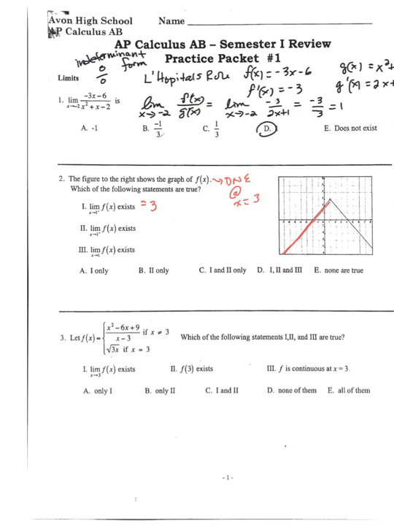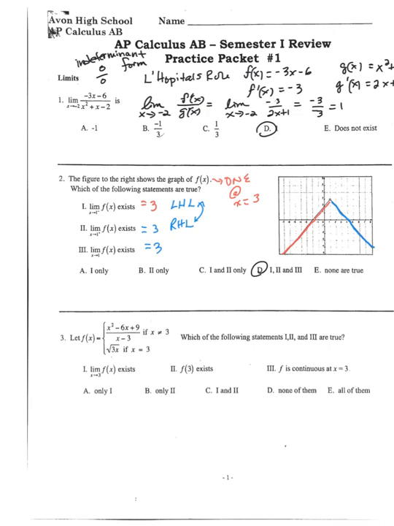Now I'm going to travel toward the 1 from the right. So here I go, traveling toward 1 from the right. That right-hand limit is still 3. So then they're asking us, does the limit as x approaches 1 exist? And the answer is yes, because when the left-hand limit and the right-hand limit are equal, the limit does exist, and it's 3. So the answer is all 3 of these.